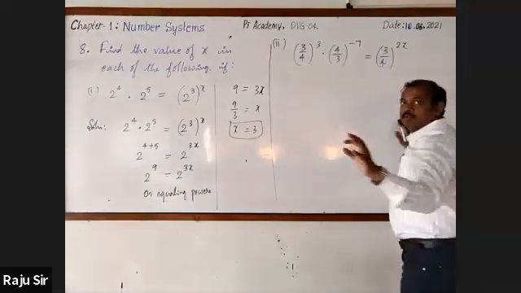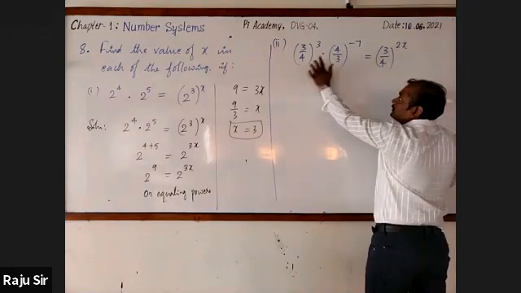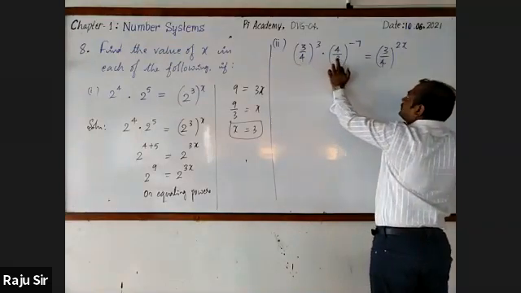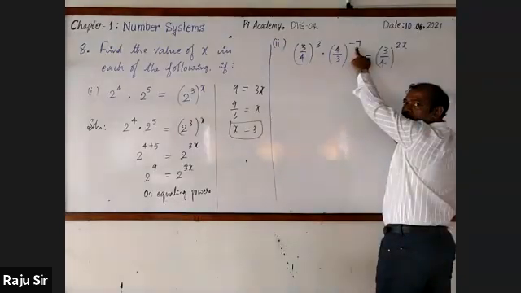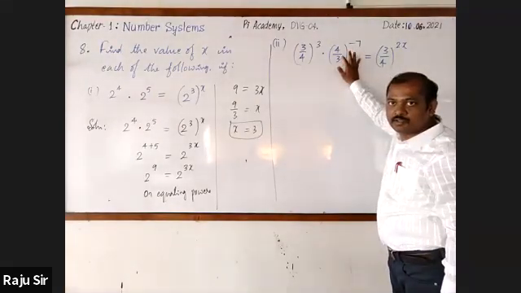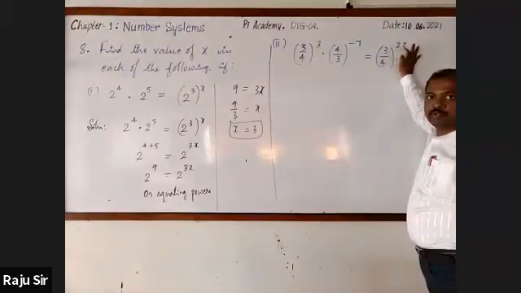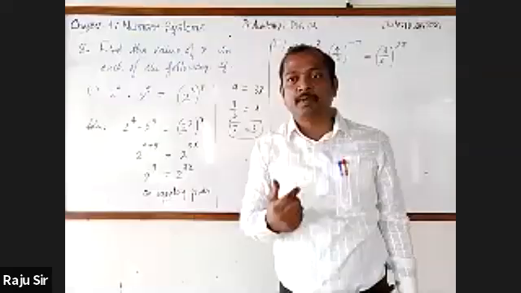Observe, I'll tell you the mental calculation. The bases should be the same to equate the powers. Here it is 3 by 4, here 4 by 3, here 3 by 4. Now take the reciprocal of this, and the power becomes plus 7. Power is negative; to convert it into positive, take the reciprocal. So 3 plus 7 is 10, and 10 is equal to 2x. x equal to 10 by 2, which is 5. Such a simple one.